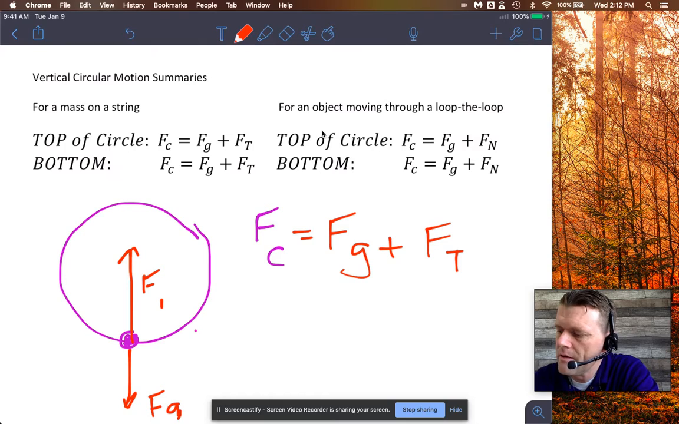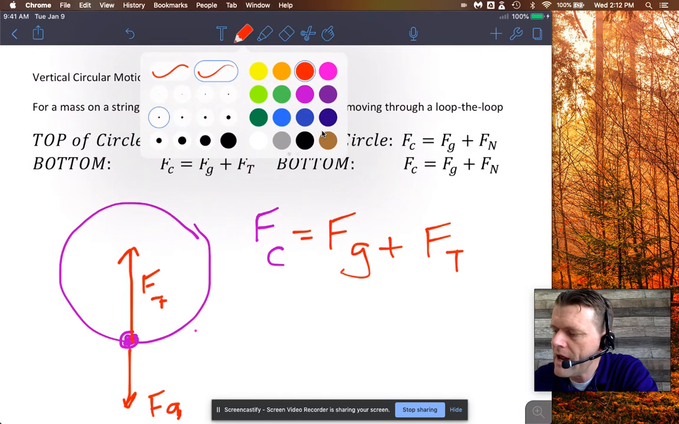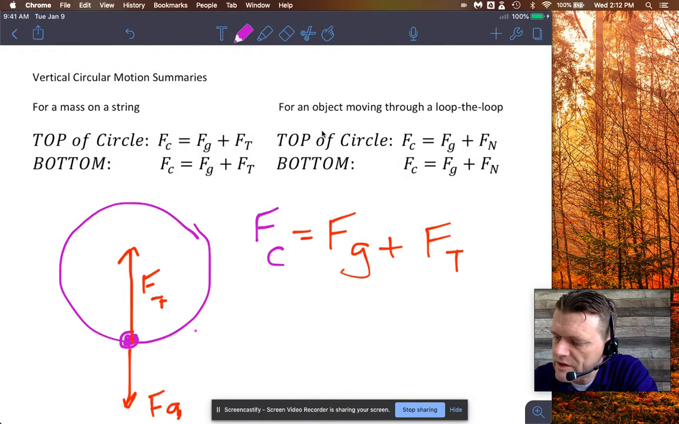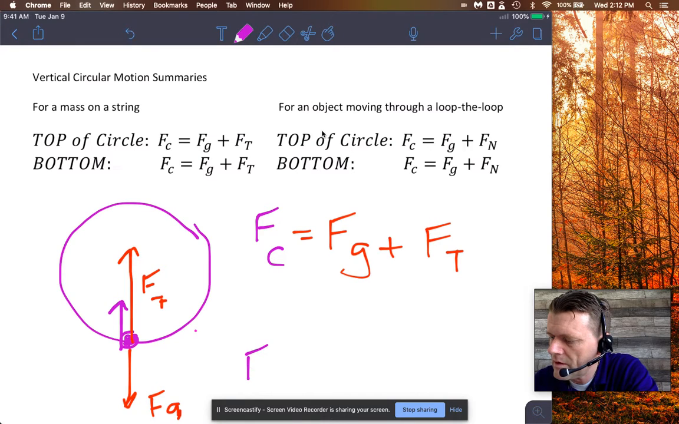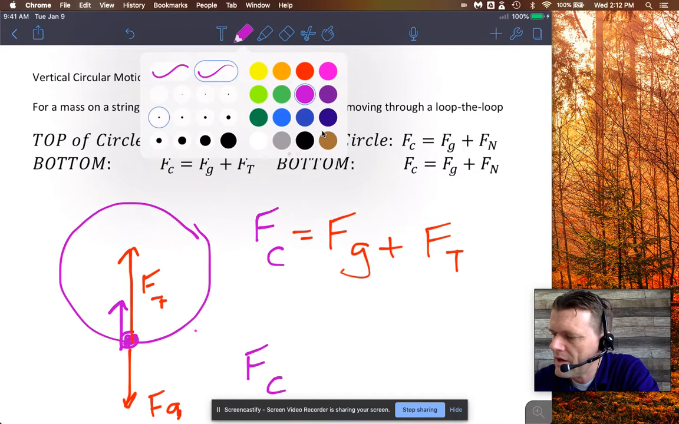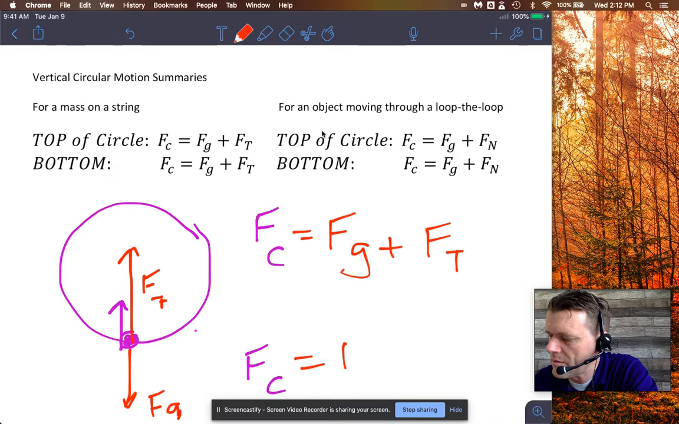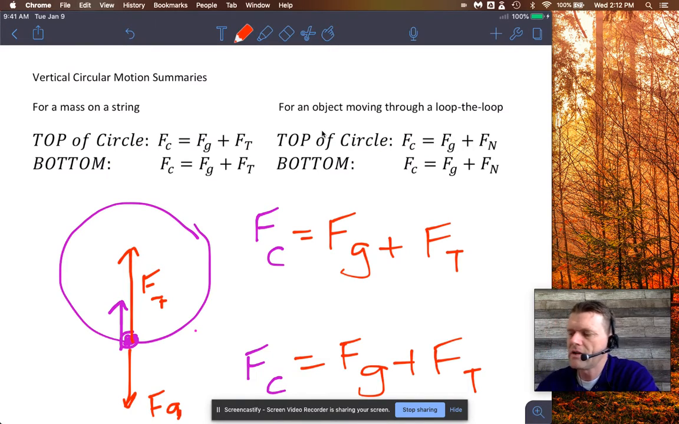So what happens here is now the net force is still going to be towards the center, but it's going to be the sum of these two forces, the tension up and then the force of gravity down. So we still get the same formula, of course, but the important difference is something we will now address. So let's come back to the top.